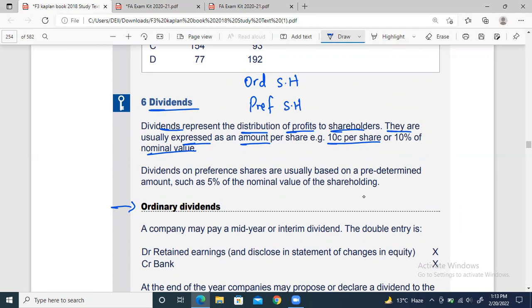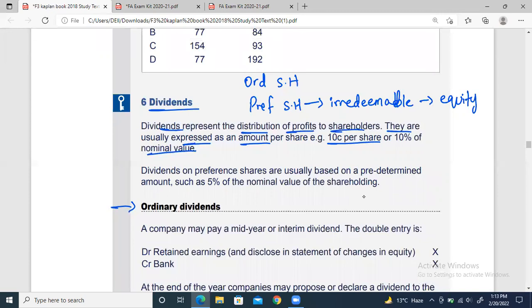In preference shares, remember from yesterday's class, only the irredeemable ones are treated as equity, just like normal shares, but the redeemable ones are treated as normal debt. We are not looking at redeemable ones here, because dividends are only given on shares, not on loans. The irredeemable preference shares basically have a fixed share of dividends.